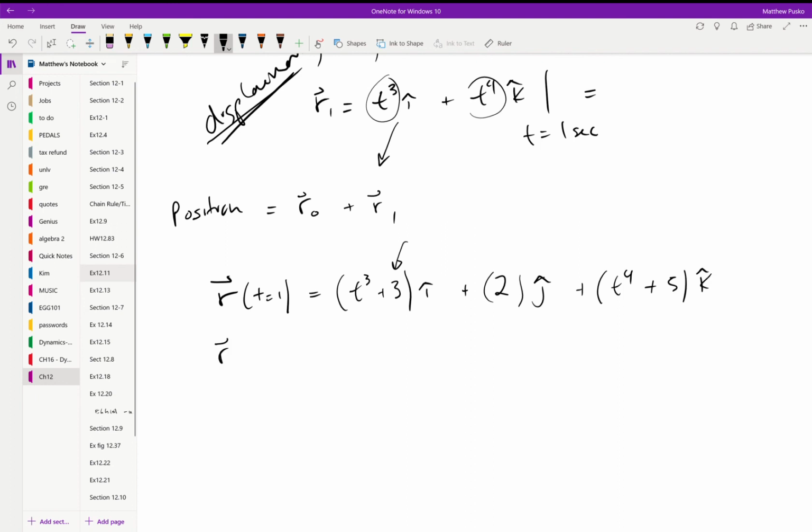Alright, that gives us, when evaluating at t is equal to 1, 4 in the i direction, 2 in the j direction, and 6 in the k direction. And this is all in feet.